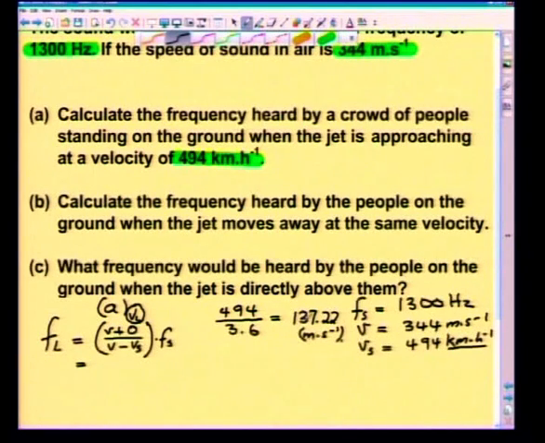What is V? V is the velocity of sound in air, which is 344 meters per second. So we'll put that in, 344 plus 0 because the people are not moving, divided by the velocity of sound in air, V, minus the velocity of the source, and we found the velocity of the source to be 137.22 meters per second. So it's 137.22. All these should be multiplied by the frequency of the source. What is the frequency of the source? It is given to us as 1,300 hertz.